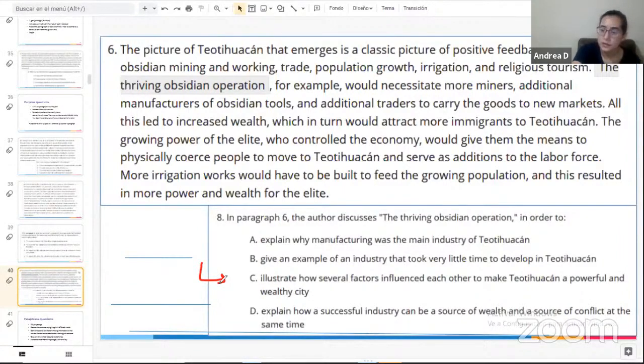In paragraph 6, the author discusses the thriving obsidian operation in order to: A, explain why manufacturing was the main industry of Teotihuacan. B, give an example of an industry that took very little time to develop in Teotihuacan. C, illustrate how several factors influenced each other to make Teotihuacan a powerful and wealthy city. And D, explain how a successful industry can be a source of wealth and a source of conflict at the same time.